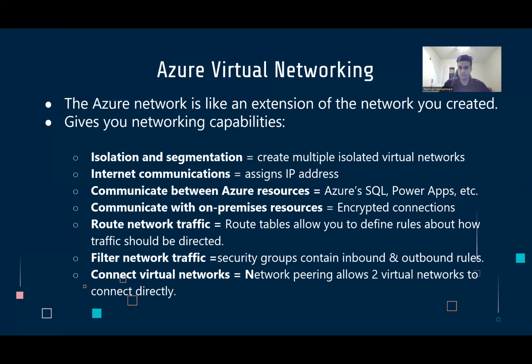So again, this is like encrypted VPN connections, route network traffic. In your subnets, you'll have route tables that allow you to define these rules. And this goes hand in hand as well with the inbound and outbound rules of filtering network traffic. And then lastly, you'll connect virtual networks. So this one's interesting, there's something called network peering. So you're allowed to use 2 virtual networks to connect directly.